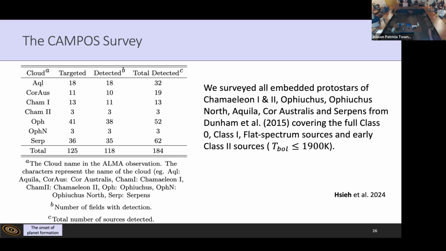These are from the Spitzer c2d Legacy Survey, the catalog published by Dunham et al. 2015. So we're covering the full class 0, class 1, and flat spectrum sources, as well as the early class 2 sources with bolometric temperature less than 1,900 Kelvin. In total, we detected 184 protostellar disks. And the survey data paper was published in 2024, last year.